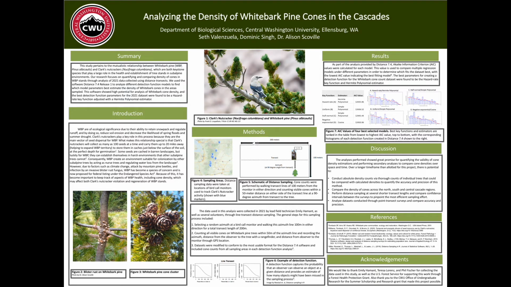Another possible investigation is to perform distance samples at several shorter transect lengths, such as starting at 50 meters, then 100 meters, and so on, instead of just the 200-meter increments, and comparing the confidence intervals between the surveys. This may be useful in determining how short of a transect length may be surveyed and still provide reasonable estimates in order to maximize efficiency while surveying.